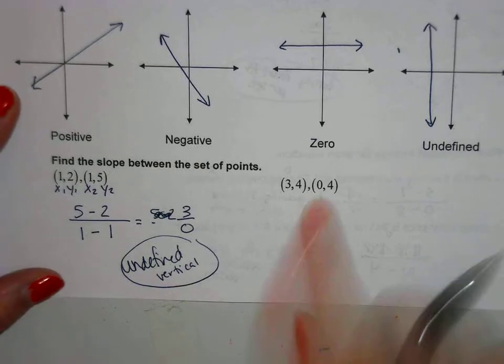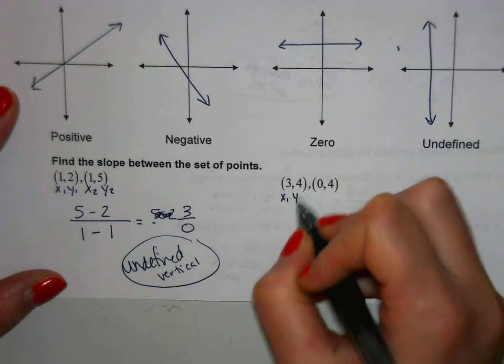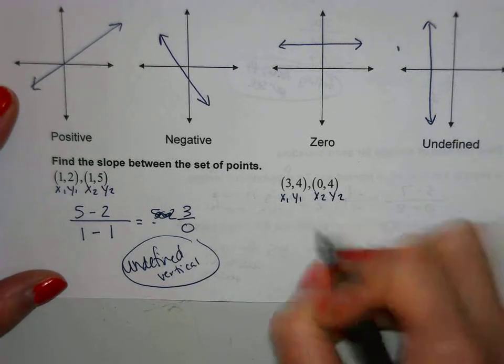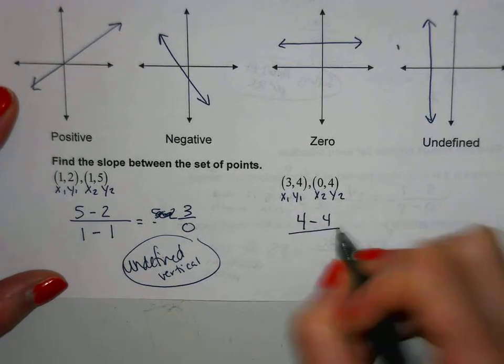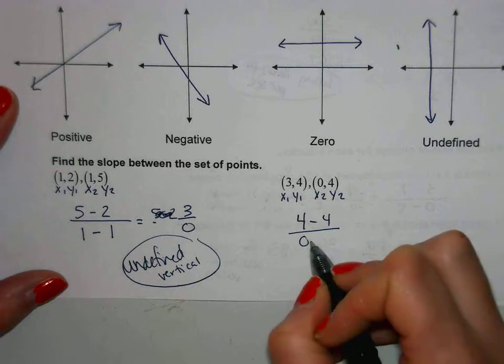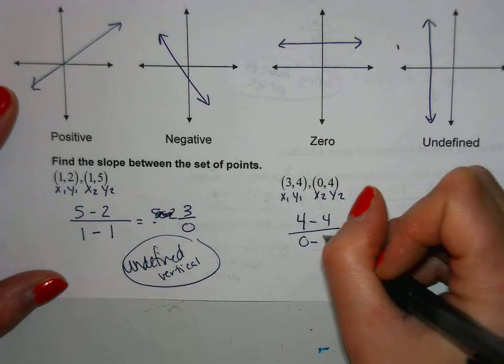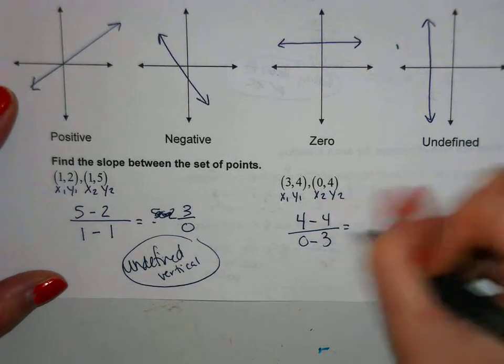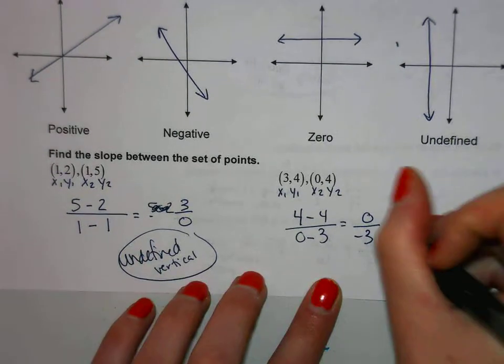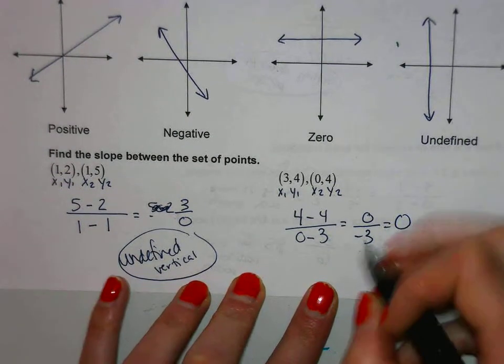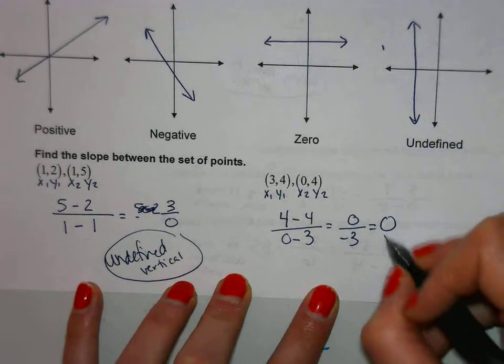Let's take a look at this one. x1, y1, x2, y2. So our y2 is 4 minus our y1, which is 4, divided by x2, which is 0, minus negative 3. 4 minus 4 is 0, divided by negative 3. This has a slope of 0, so it's a horizontal line.